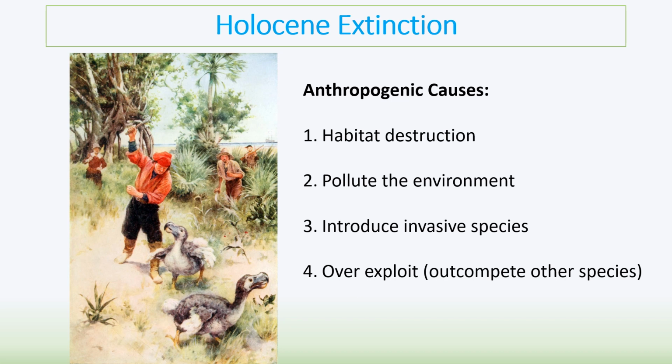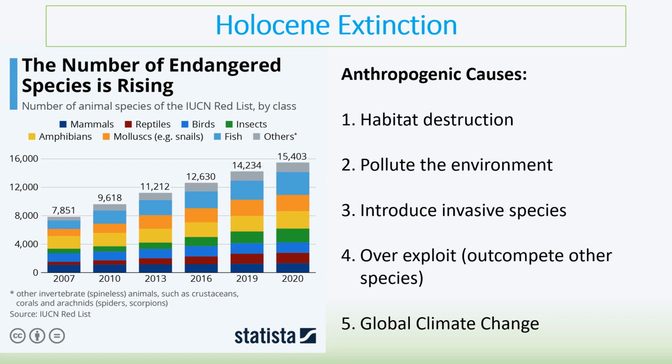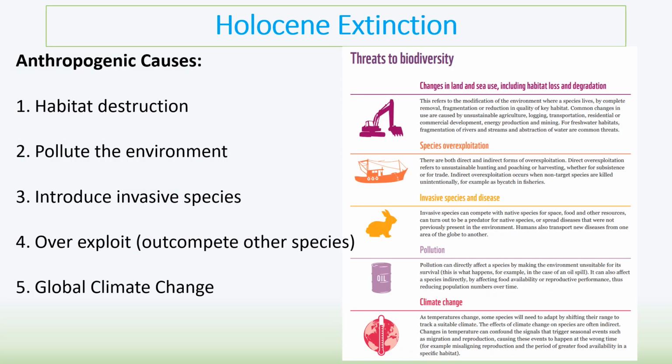as a result. And obviously the most modern one, which does link to all the others, is global climate change. So we are changing the atmosphere, so the temperature of the planet is getting warmer, and you're seeing the effects of that, particularly now in this summer in 2023. So as a result, the number of endangered species is rising each year. And obviously these threats to biodiversity are having big impacts as a result.